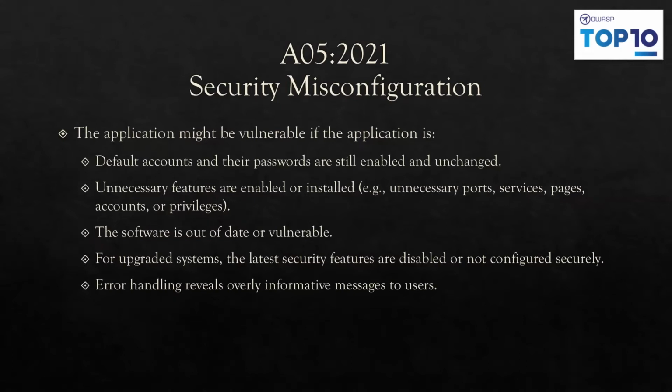Another common issue is error handling that reveals overly informative messages to users. When you try to get into someone else's account, you can see, oh, this email exists. Can I reset this email? Does it tell me this account exists, or doesn't it? Or does it have a vague message that says, if this account exists, then a reset email was sent, that sort of thing.